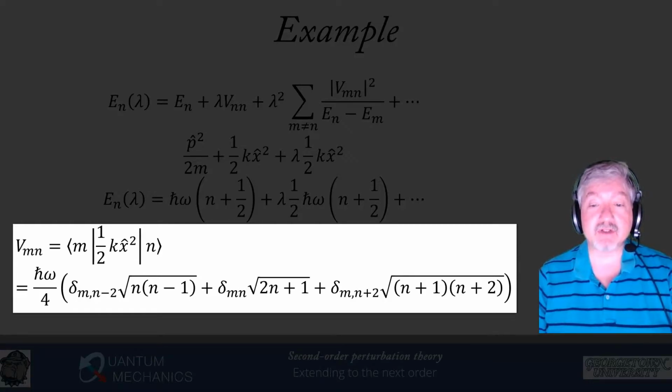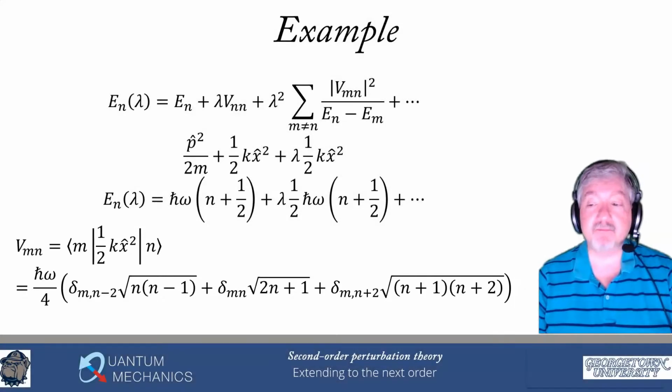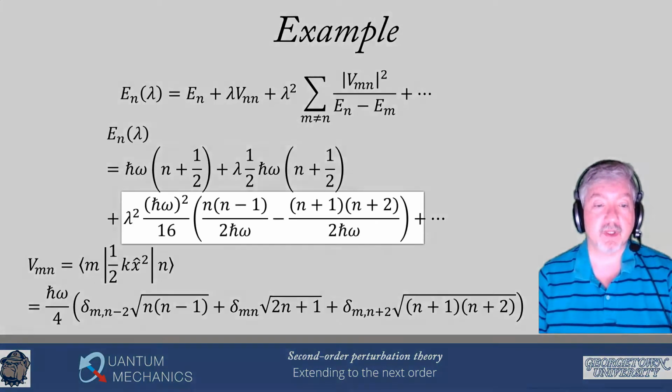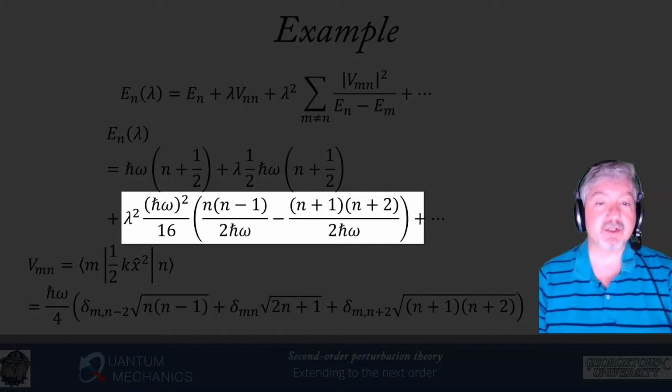And then the a dagger squared term is going to give me a delta m equals n plus 2 times the square root of n plus 1 times the square root of n plus 2. Okay, now I have all of the VMNs, and I just substitute into the sum. Now you see, because m is not equal to n, that middle term is not going to contribute. And because I only have two other terms, that sum over an infinite number of terms is only going to actually have two separate contributions in it, when m is equal to n plus 2 and when m is equal to n minus 2. Okay, so we're going to go ahead and substitute that in.